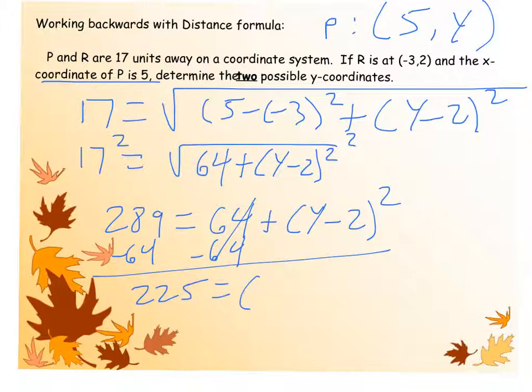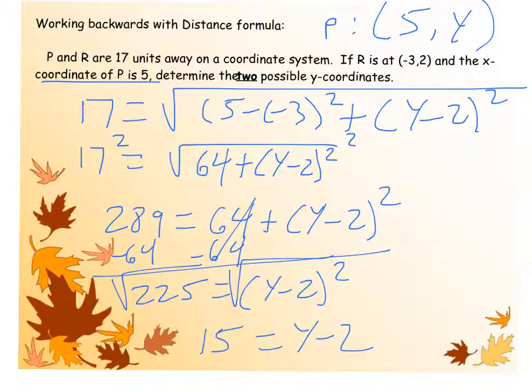All right, 225 equals (y minus 2) squared. Here's where things get interesting. I'm going to take the square root of both sides, and that just leaves me with y minus 2 on the right, and the square root of 225 is 15. Positive or negative 15. Okay, a square root can yield 2 different answers. And here is where we get our 2 possible answers.